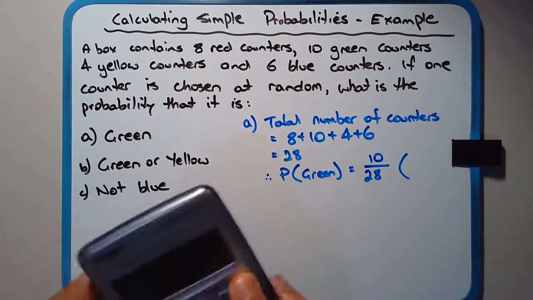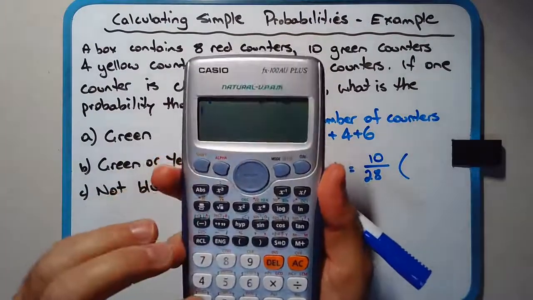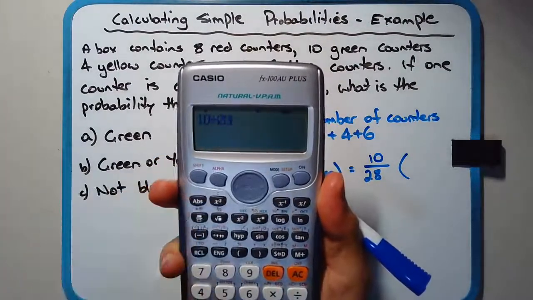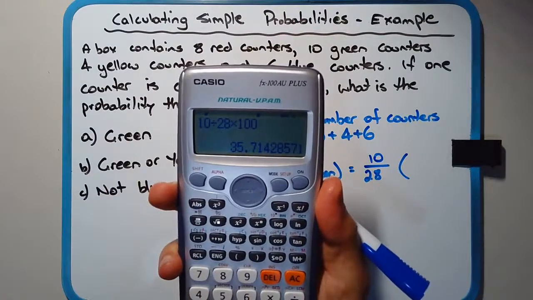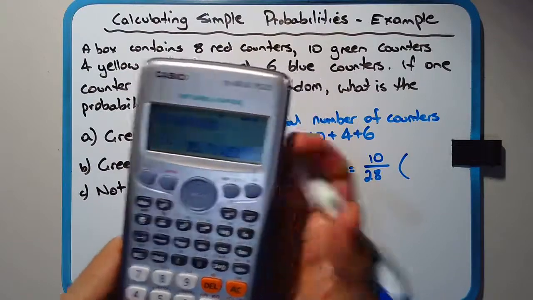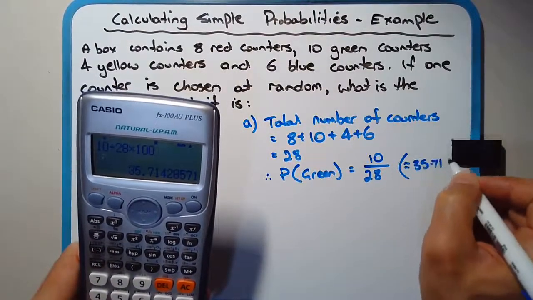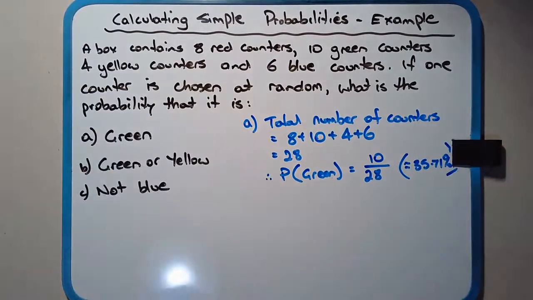And just as a convenience, if you want to convert that into a percentage, you could just do that. So 10 divided by 28, multiply that by 100, and we get 35.71%. Okay, so it's around 35.71% chance. Oops, just ran out of space there.